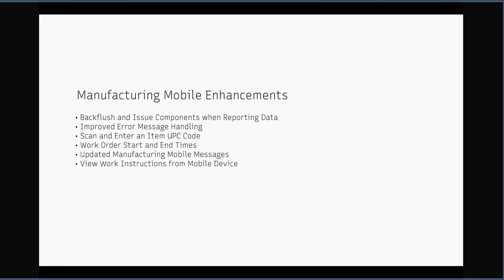Improved error message handling, and message custom records now include generated error messages. The NetSuite manufacturing mobile suite app now enables you to scan and enter an item's UPC code, work order and start and end times.